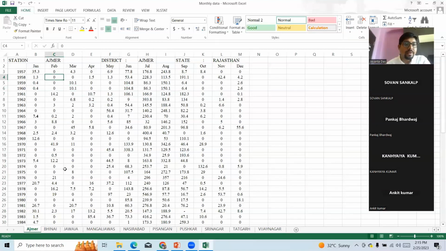So yes, here is some station data: Asme, Bhinai, Jawa. This data is freely available. This is daily data. I have converted this daily data into monthly data. Also, I'll show you how we can do it. So this is data from 1957 to 2019.